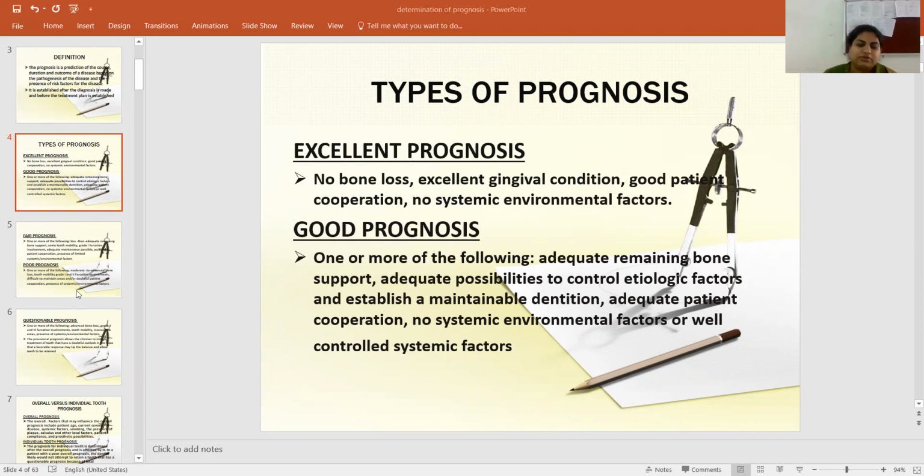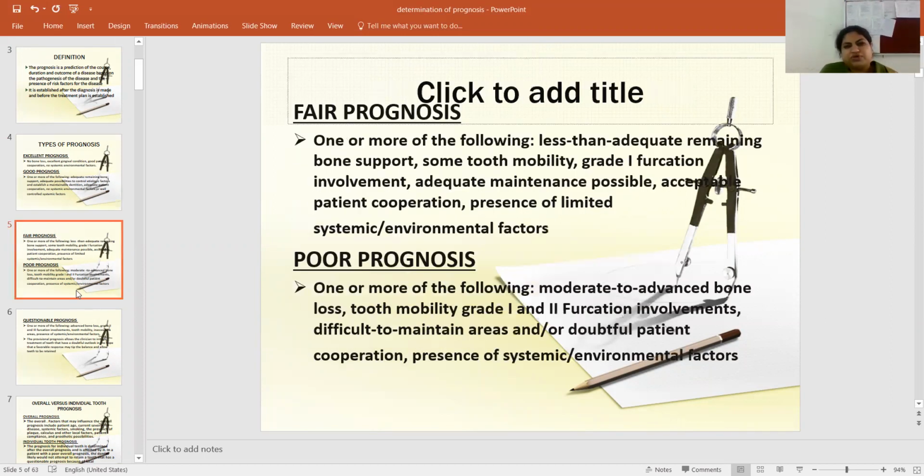Now about the third prognosis. We have discussed the excellent prognosis and good prognosis. Now about the fair prognosis. Fair prognosis means one or more of the following: less than adequate remaining bone support. There should be some tooth mobility and some bone loss, including grade 1 furcation involvement, but adequate maintenance is possible, acceptable patient cooperation is there, and there is presence of limited systemic and environmental factors.